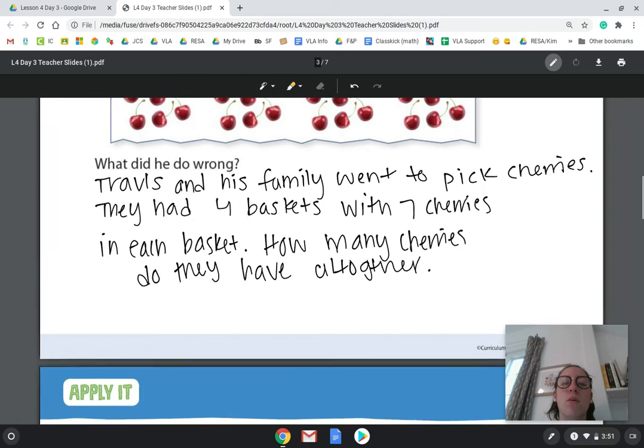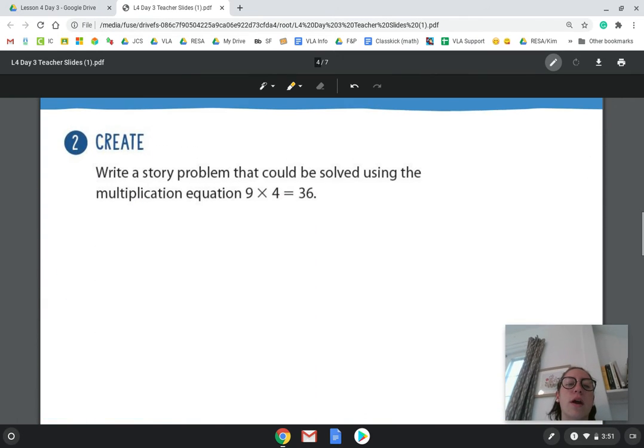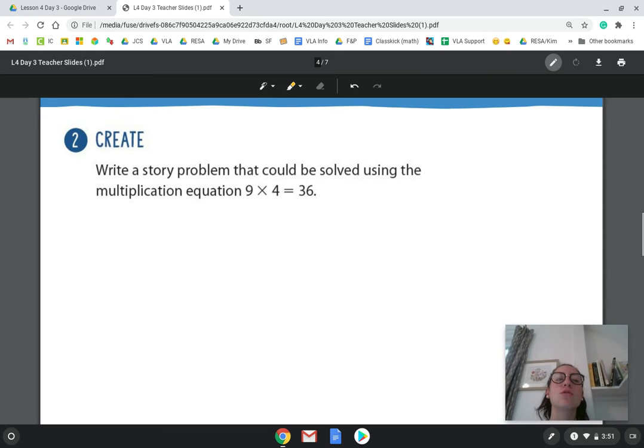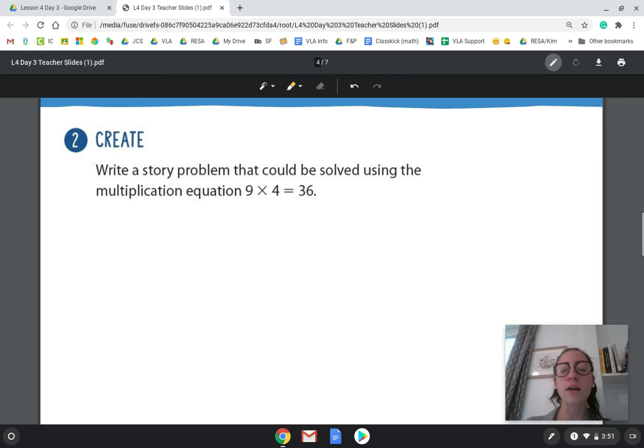So now I want us to work with what we know to create a story problem for the multiplication equation 9 times 4 equals 36. So I want you to pause this video and come up with some story ideas. What are these people doing? What objects or pictures or things are involved in this story?